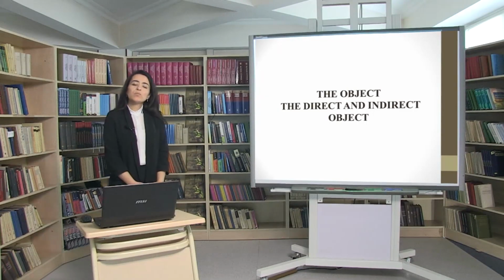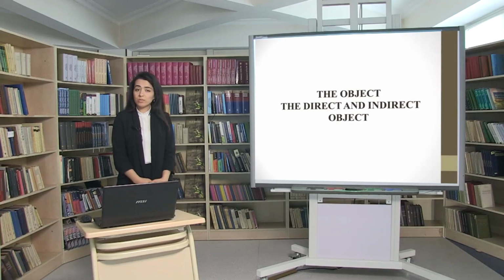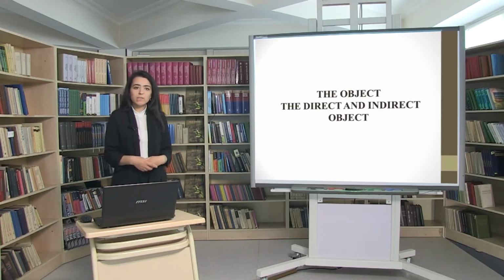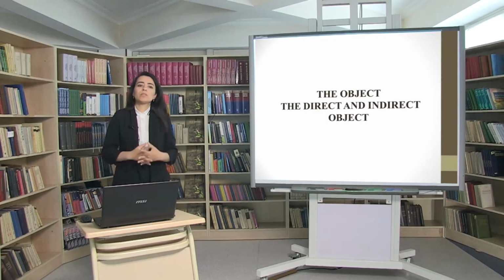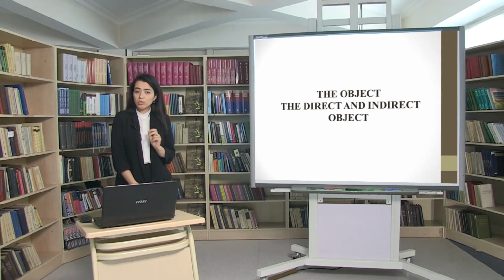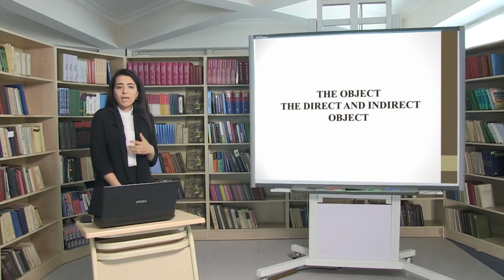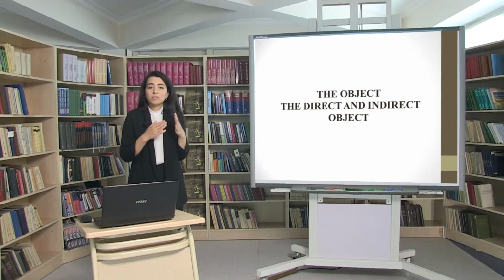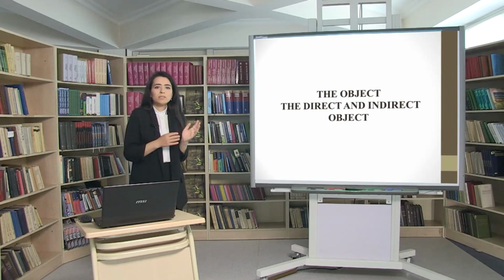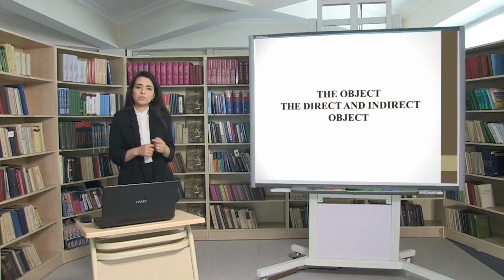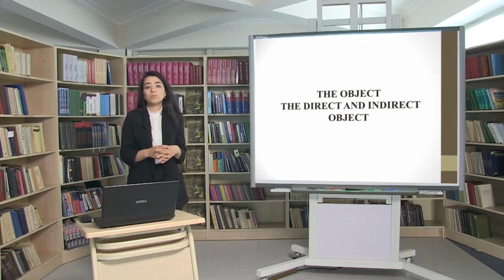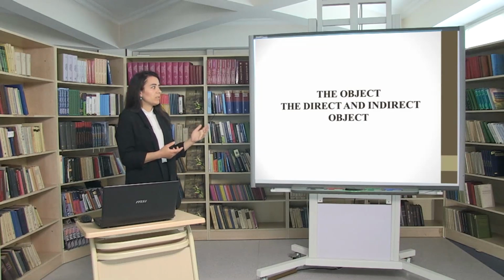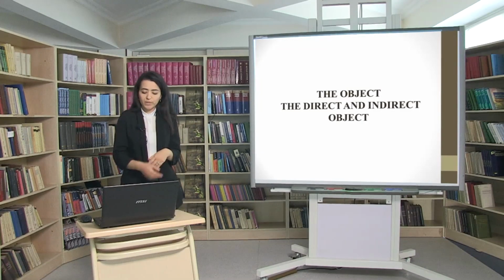And the object is one of the secondary parts of sentence. First of all, I would like to give general information about parts of sentences. You know that parts of sentences are divided into two groups: principal parts of sentence and secondary parts of sentences. Principal parts of sentences are subject and predicate, and the secondary parts of sentences are the attribute, the object, and the adverbial modifier. And as I said, one of the secondary parts of sentence is the object.